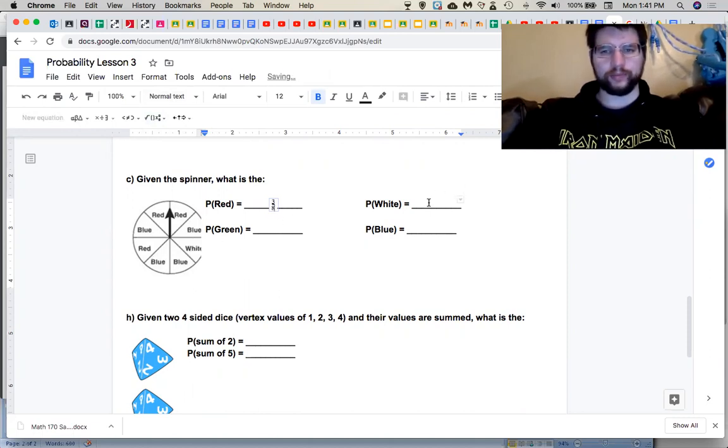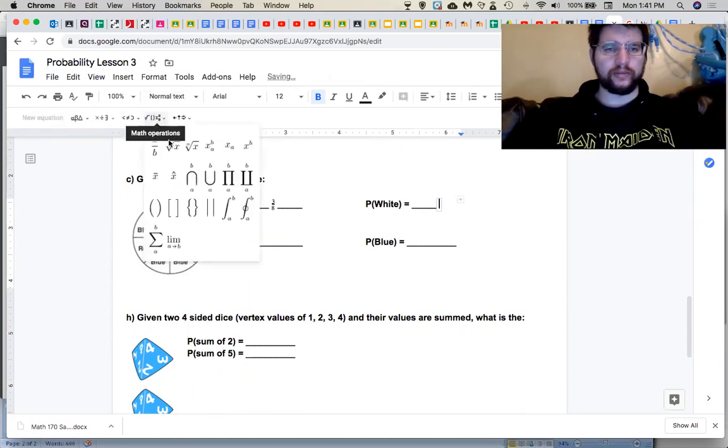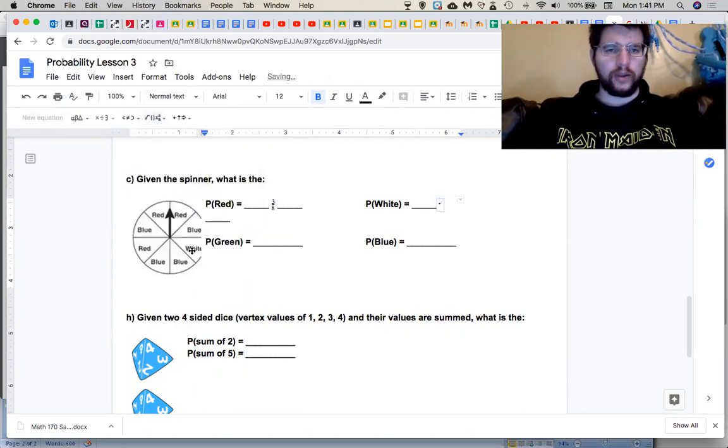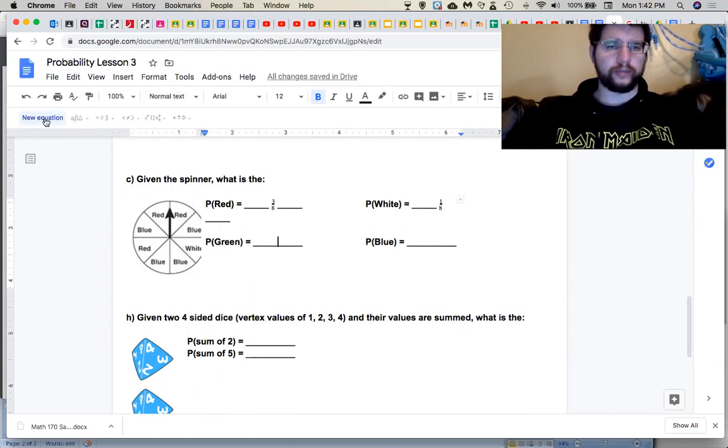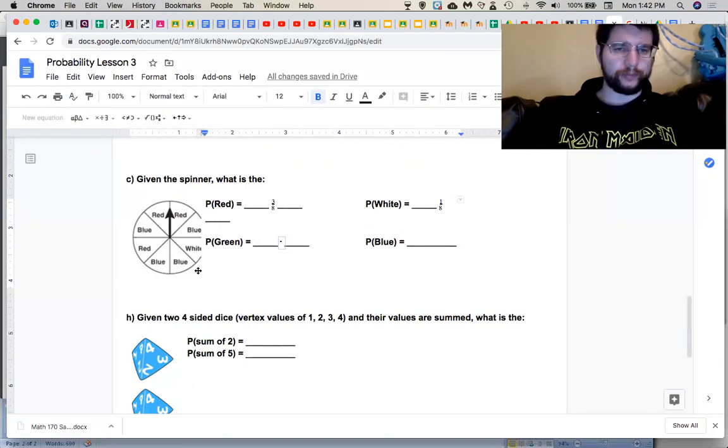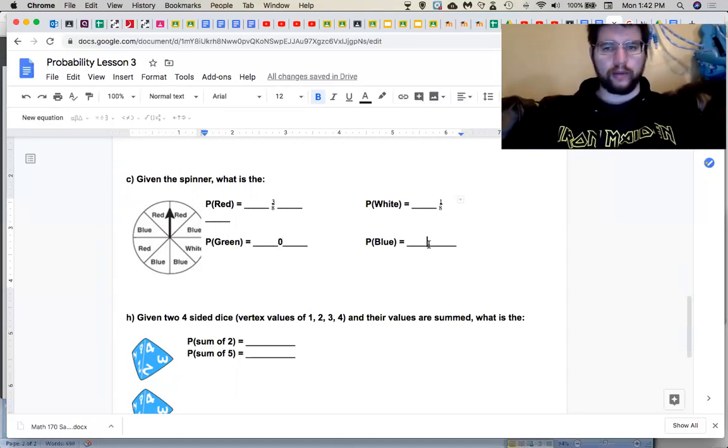Not simplifiable. Okay, white. New equation. 1 out of 8. Okay, definitely not simplifiable. Green. Well, I may be slightly colorblind, but I can read. There's no green here. So that probability is 0. Probability of blue. You see how I did here? That's fine. It's going to be more like that on your paper anyway.